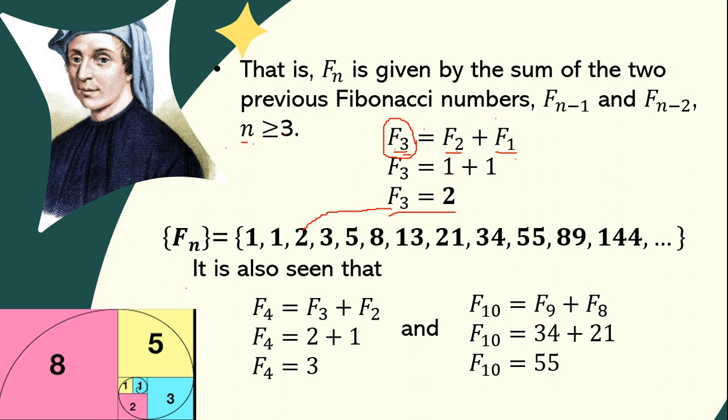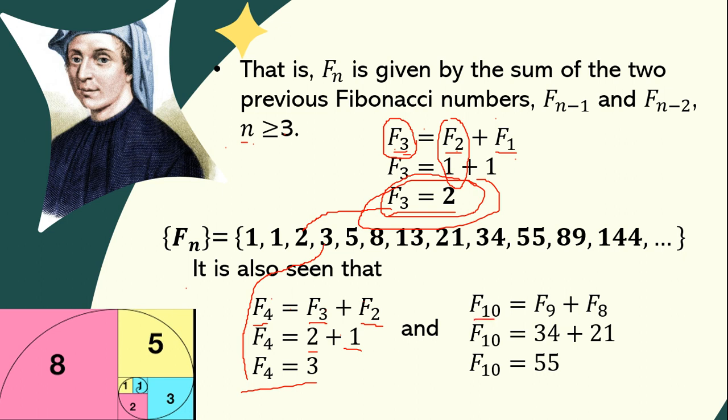So it is also seen that, as another example, for f sub 4, to find the fourth generation, we add the two generations before. So f sub 3 plus f sub 2. F sub 3, which we got earlier, is 2. And f sub 2, which was given, is 1. So 2 plus 1 is equal to 3. Therefore, that is the fourth generation.